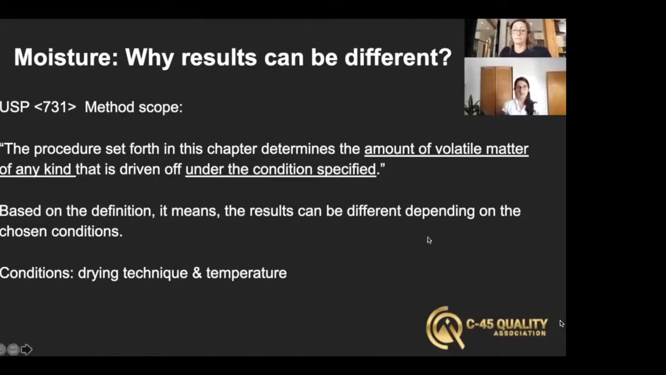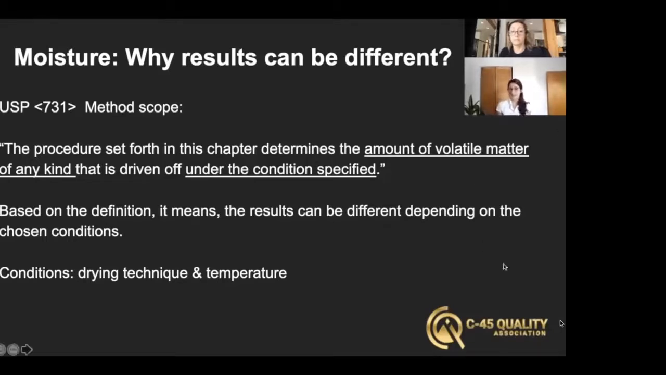So it says the procedure set forth in this chapter determines the amount of volatile matter of any kind that is driven off under the conditions specified. So based on this definition, it means that the result can be different depending on the chosen condition. And by condition here, we mean a lot. It can be many things.